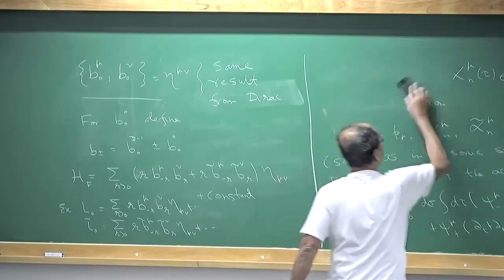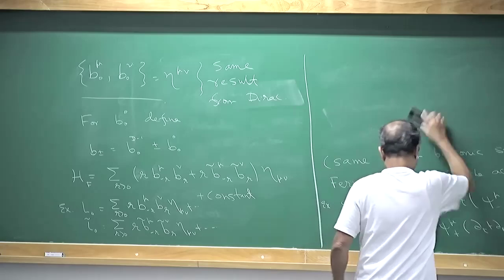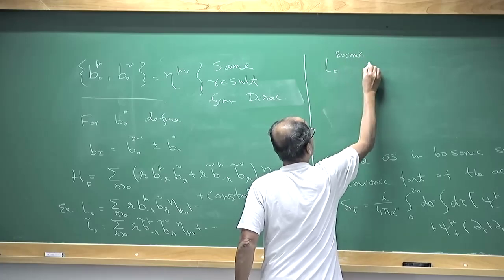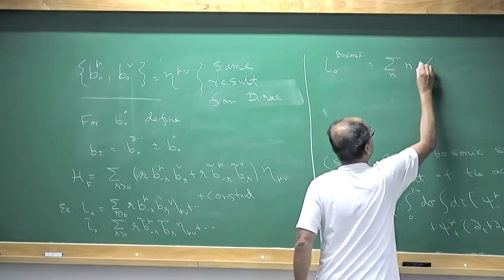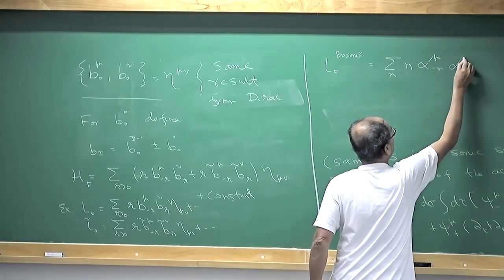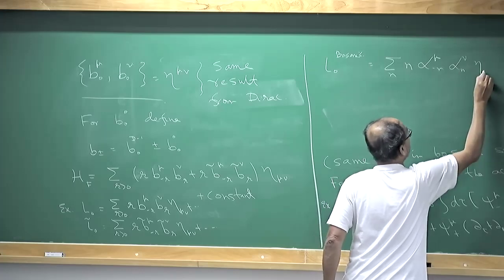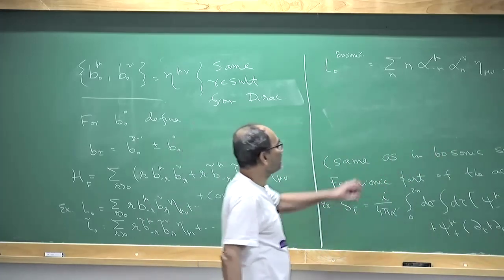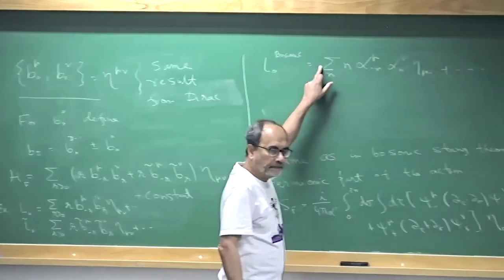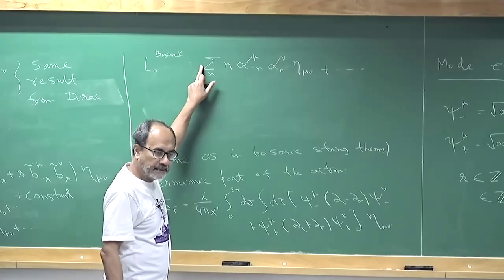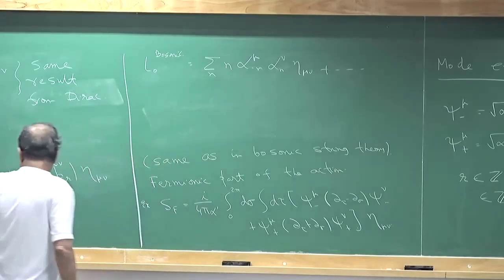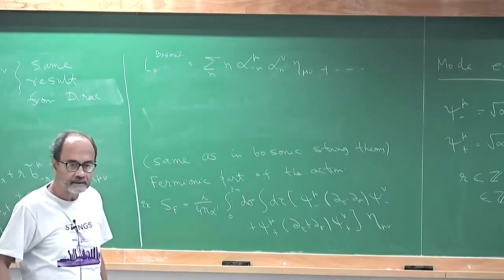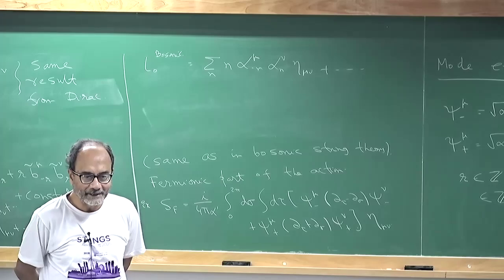We had some L0 for bosonic had sum over n alpha mu minus n alpha nu n theta mu nu plus other terms, with the zero mode term. Once I have said that this normalization is 1, that means I have fixed the overall normalization of T alpha beta. And the result that I am giving here is with that normalization. 1 or 2, I mean, depends on what you have to check.